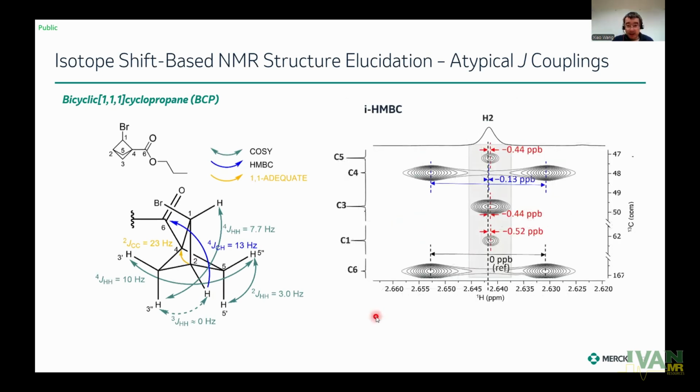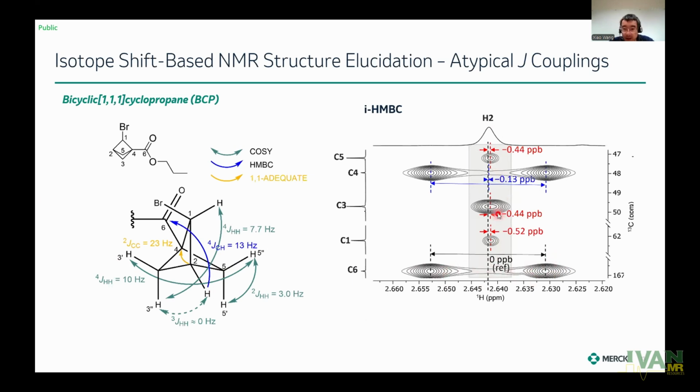So then we did the i-HMBC to obtain the isotope shift. If we look at the i-HMBC signals on proton 2, this proton sees 5 carbons in the molecule, C1, C3, C5, C4, and C6. Basically, it sees all the carbons in the molecule. And all these are the 5 signals. And these signals have the most downfield proton chemical shift.